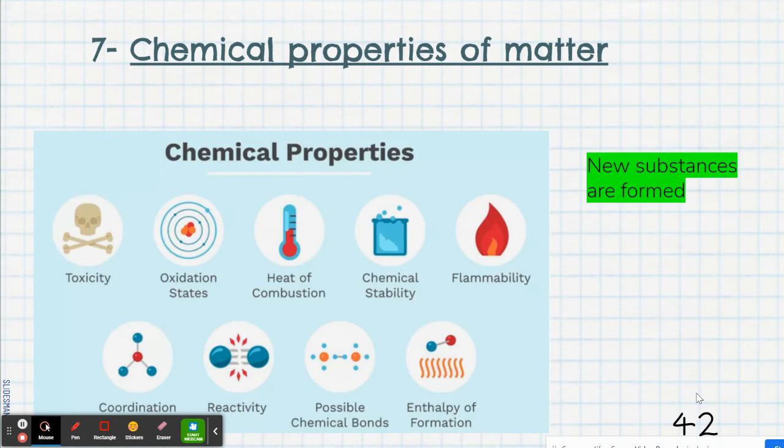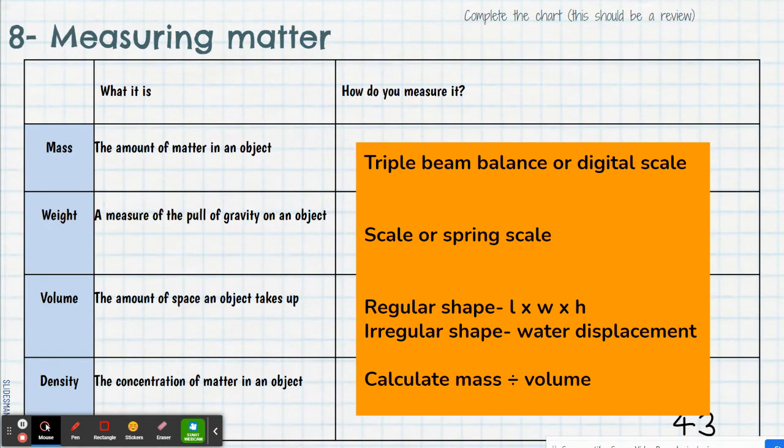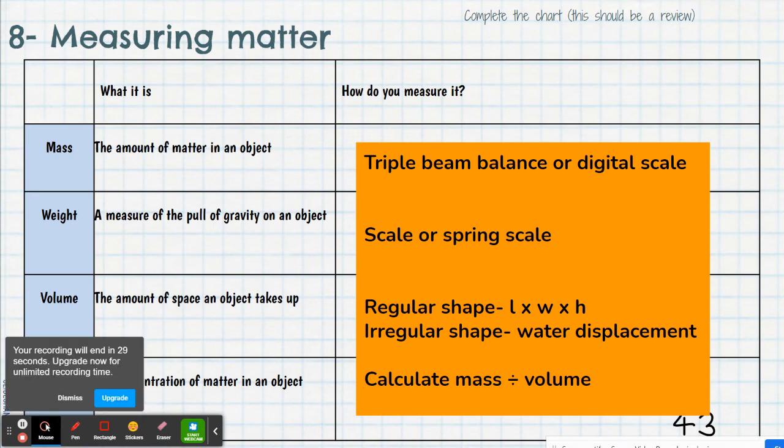Chemical properties of matter are listed here: toxicity, oxidation states, the heat of combustion, chemical stability, flammability, enthalpy of formation, chemical bonds, and reactivity are all examples of chemical properties of matter, and this results in new substances being formed. Now for measuring matter, which was a review. If we're looking at mass, remember it's the amount of matter in an object, and we would measure it with a triple beam balance or a digital scale. The weight of something is a measure of the pull of gravity on an object. We could use a regular scale or a spring scale.